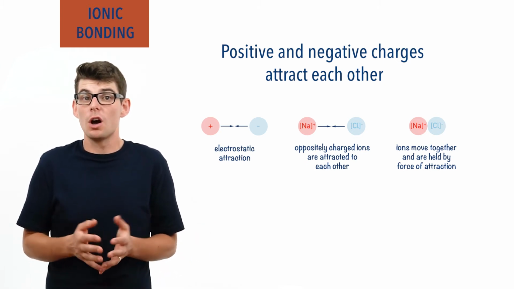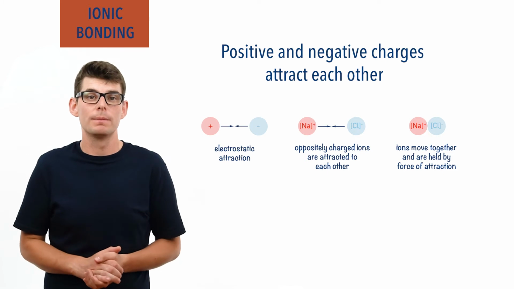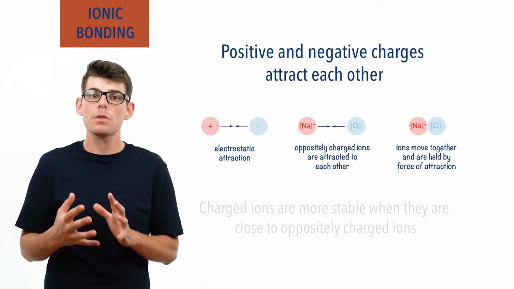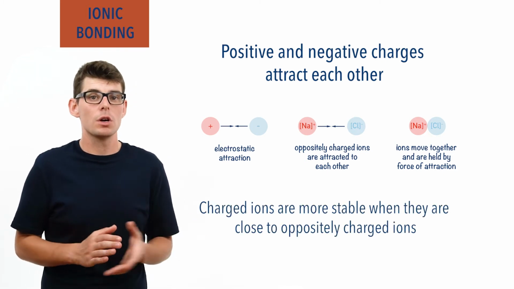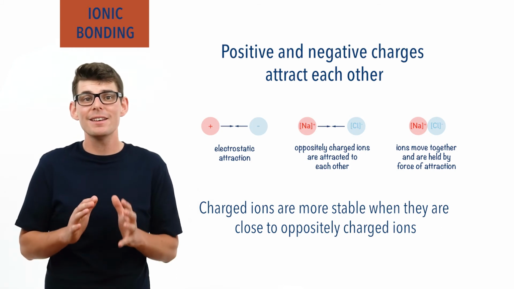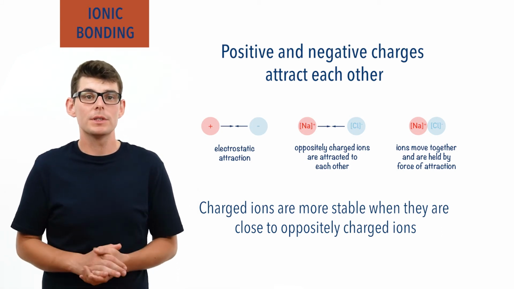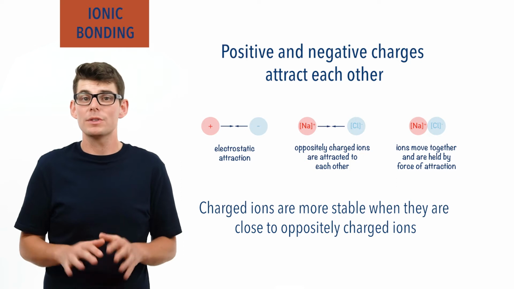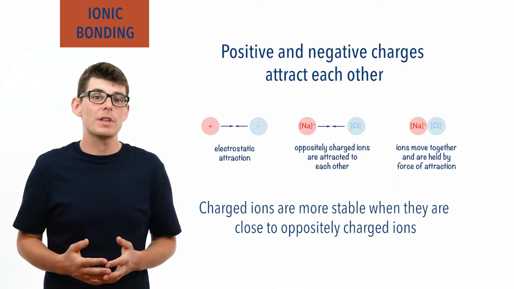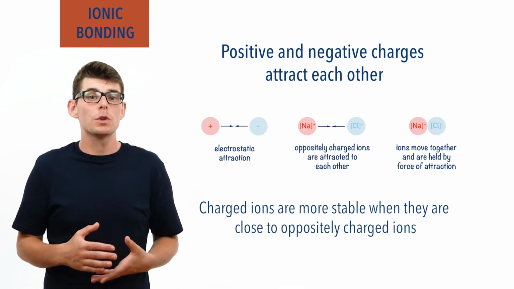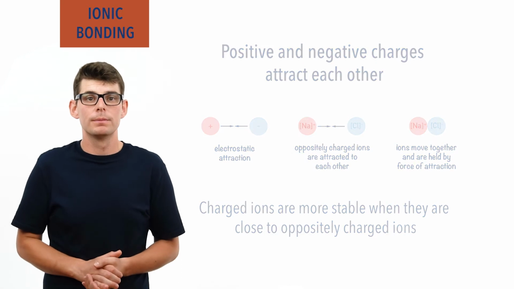Particles with a charge are, when by themselves, high energy. They are more stable when close to particles with an opposite charge. This is a key idea when talking about ionic bonding. Charged particles get lower in energy and more stable when they get closer to an oppositely charged particle.